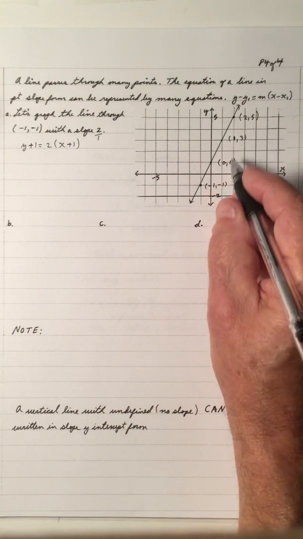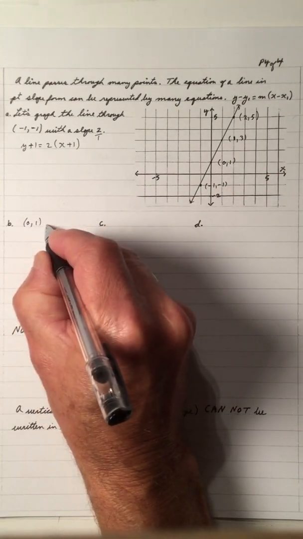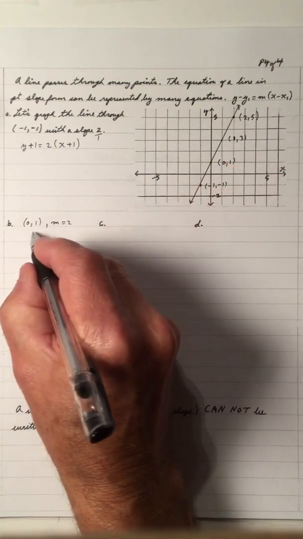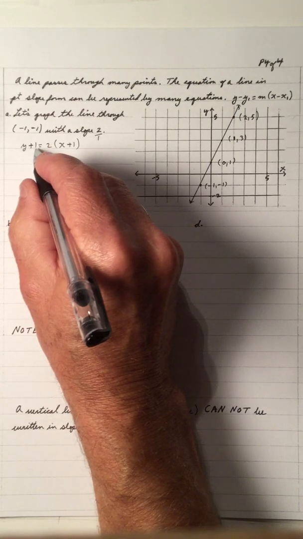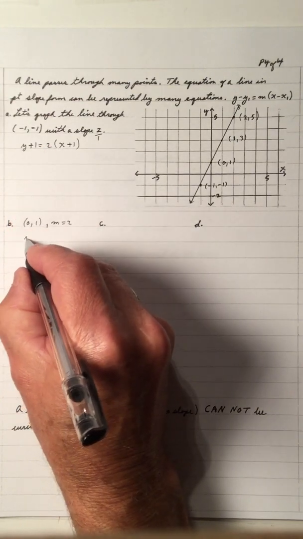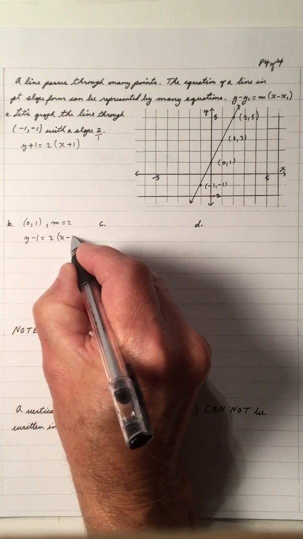B, let's take the point (0, 1) and the slope of 2. Let's take this other point and work out the equation in the point slope form. So it's y minus 1 equals 2 times x minus 0.